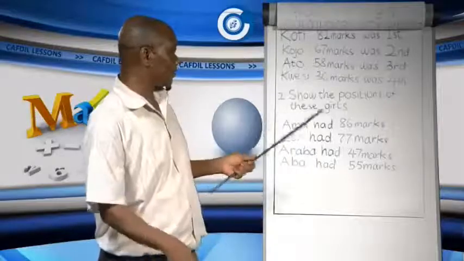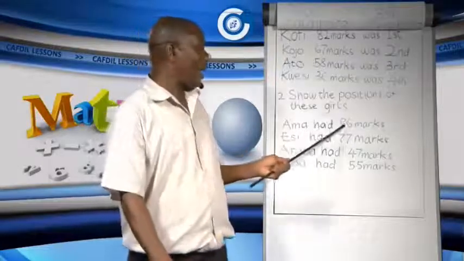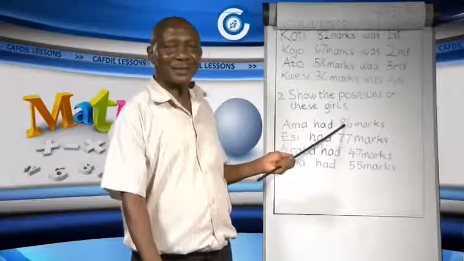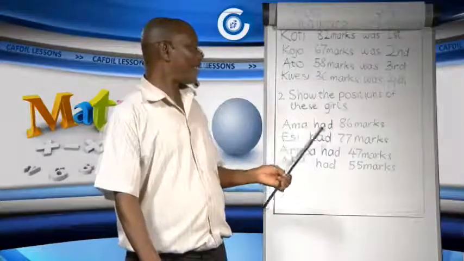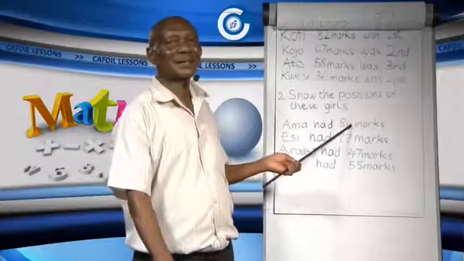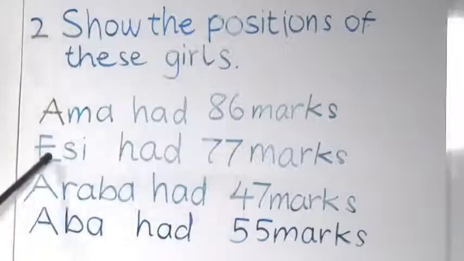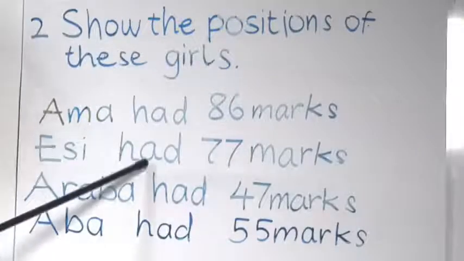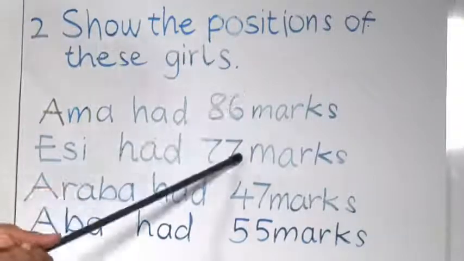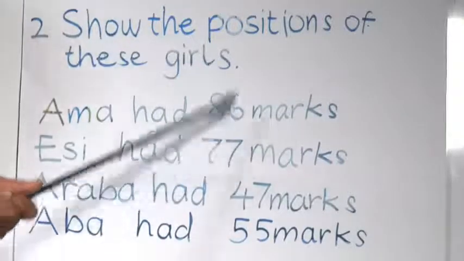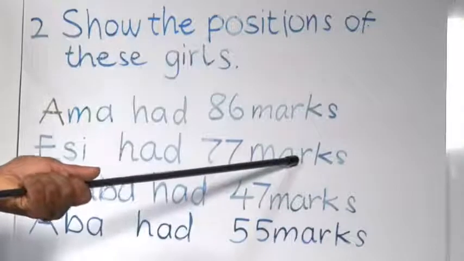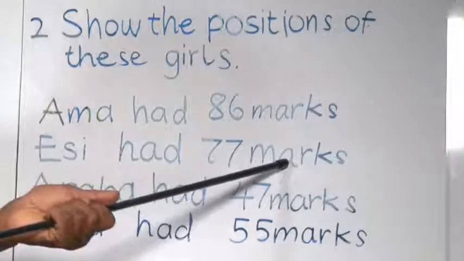These girls. Amma had 86 marks. AC had 77 marks.